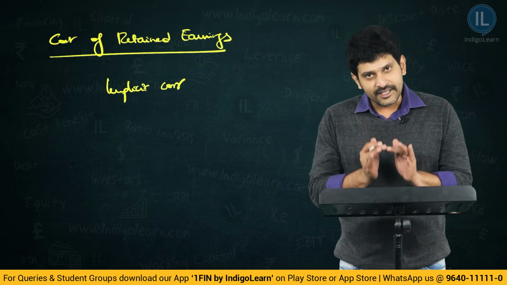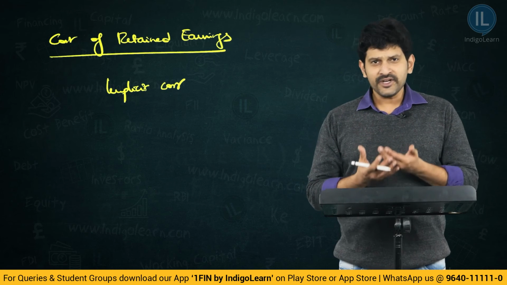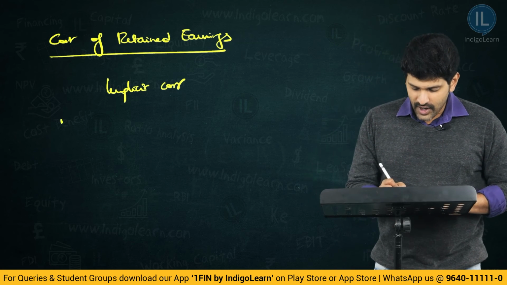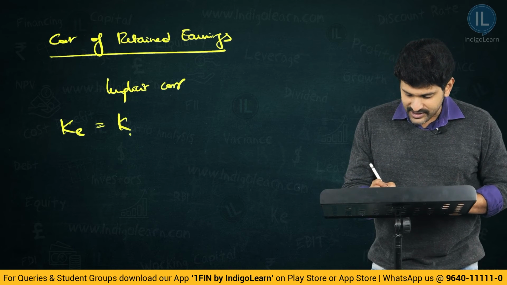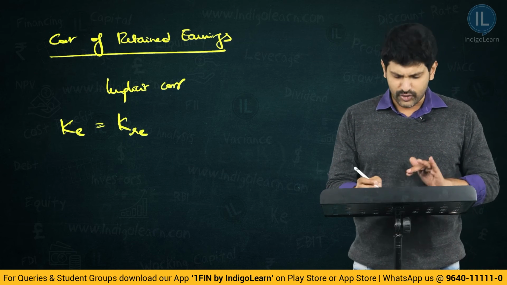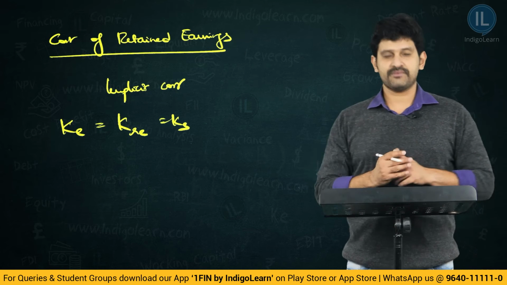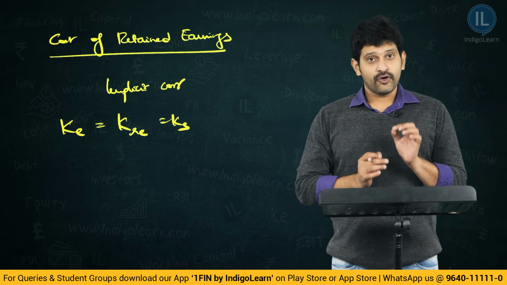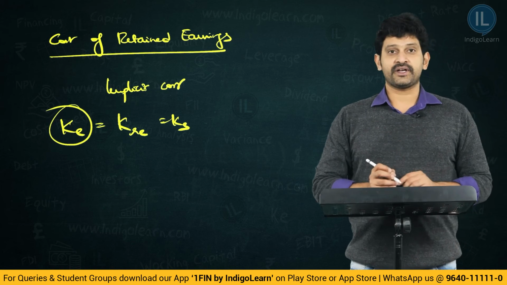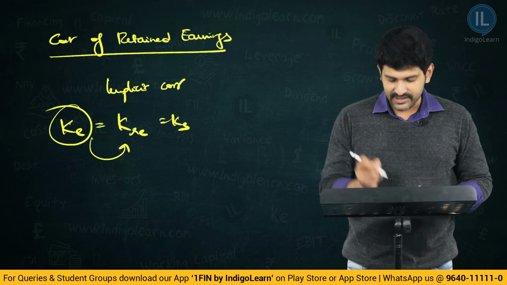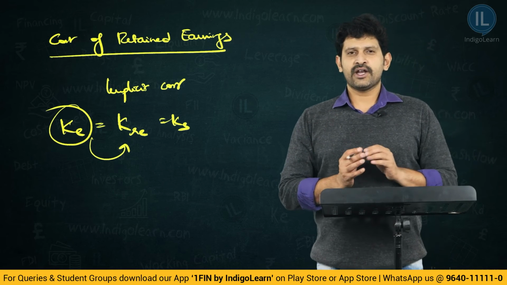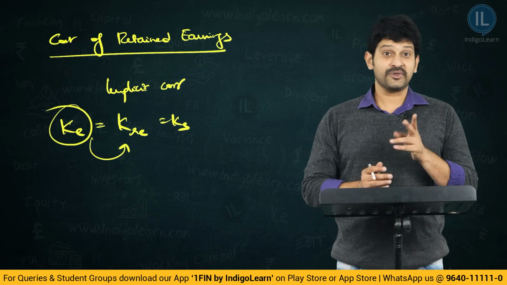Boss, retained earnings belongs to whom? The equity shareholders. Therefore, cost of equity will be the same as that of cost of retained earnings. It is also indicated as S at times. Therefore, whatever is computed as cost of equity, in general, we will take the same as cost of retained earnings. Now, when I said in general, there is a twist somewhere.